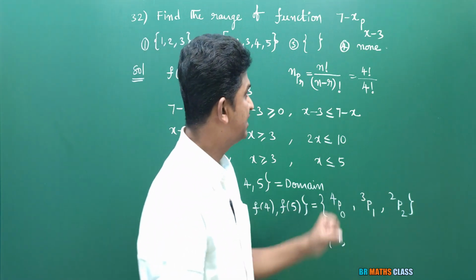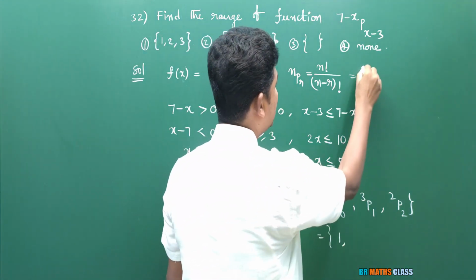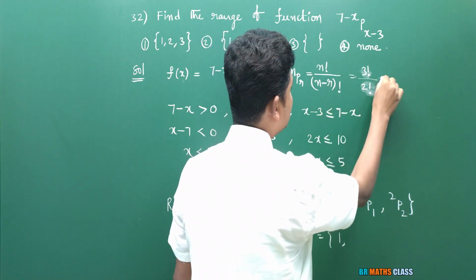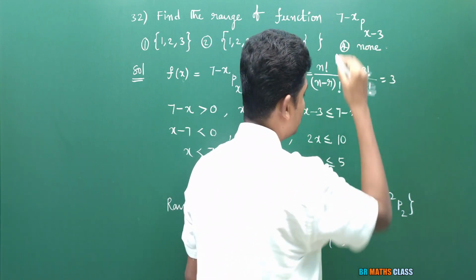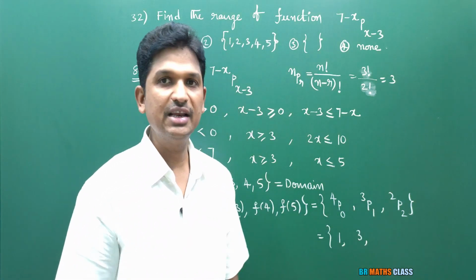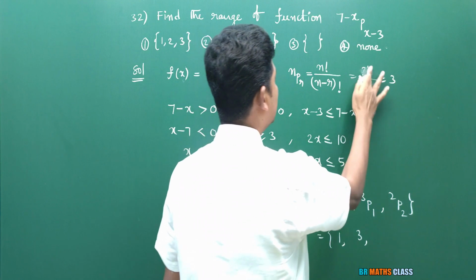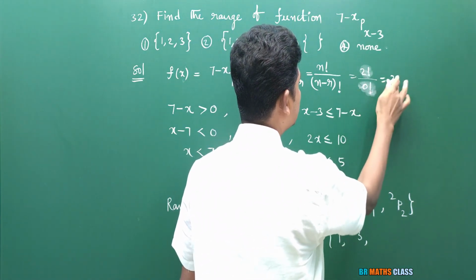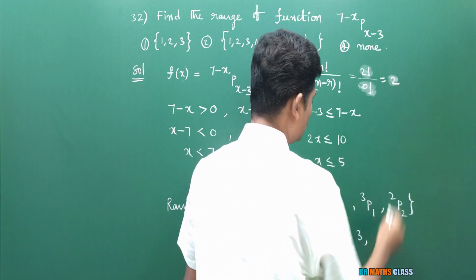Now I need to calculate 3P1. What is 3P1? 3P1 is 3 factorial divided by (3 minus 1) factorial. 3 minus 1 factorial is 2 factorial. 3 factorial divided by 2 factorial is 3. So this is 3. Now I need to calculate 2P2. The 2P2 formula is 2 factorial divided by (2 minus 2), 0 factorial. 2 factorial divided by 0 factorial is 2 only.